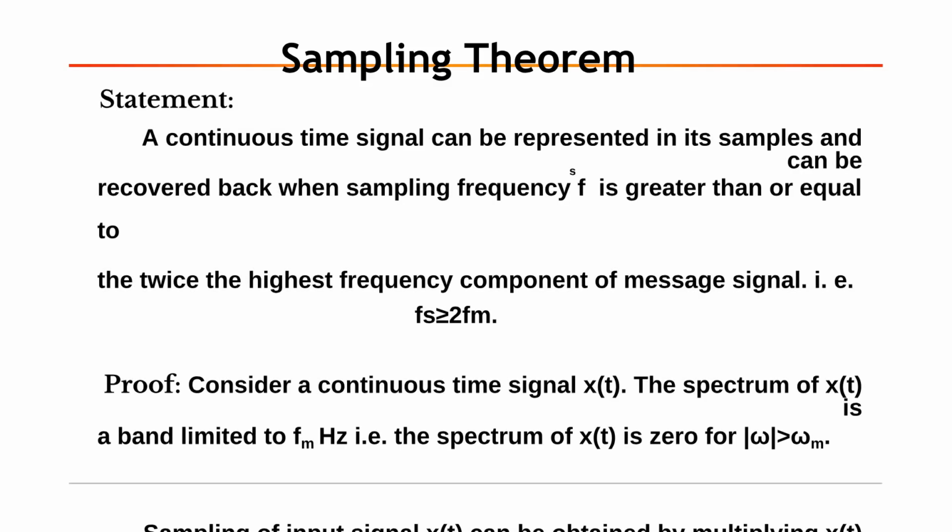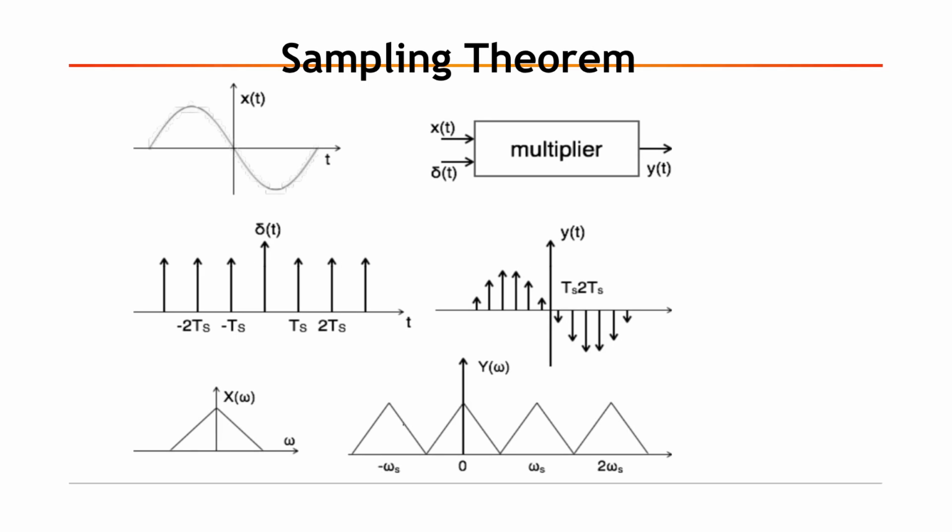It states that a continuous time signal can be represented and recovered from its samples if the sampling frequency is greater than or equal to twice the highest frequency component of the message signal, where fs is greater than or equal to 2 fm. The visuals illustrate the process.